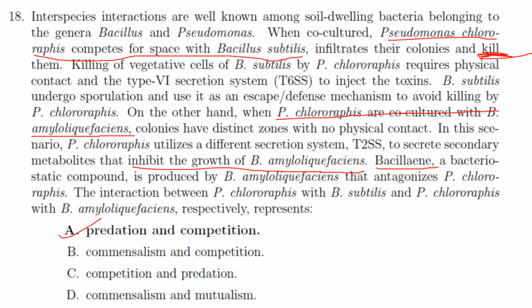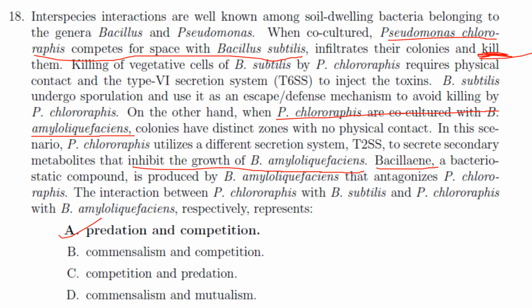So A is the right answer. The second is competition, because in the interaction between chlororhabis and amyloliquefaciens, they compete for the resources. That is why it is not producing any toxins to kill Bacillus amyloliquefaciens. They are only producing growth inhibitors. So it is a case of competition.